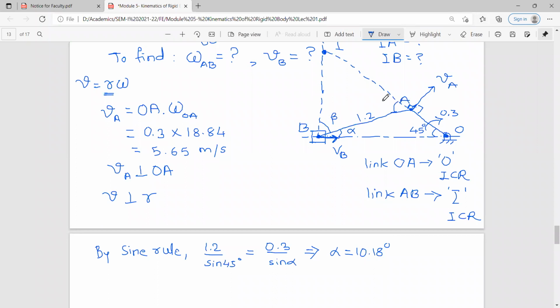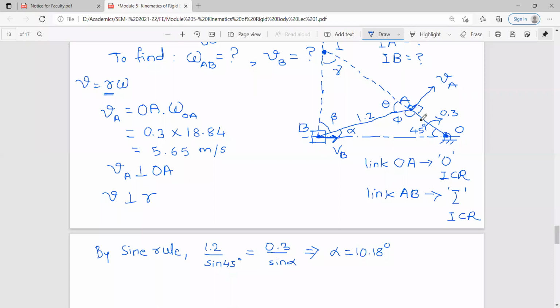This angle is theta. This one is gamma. And this one also. What is remaining? Alpha, beta, theta, gamma, phi. Okay. So now you can calculate phi.